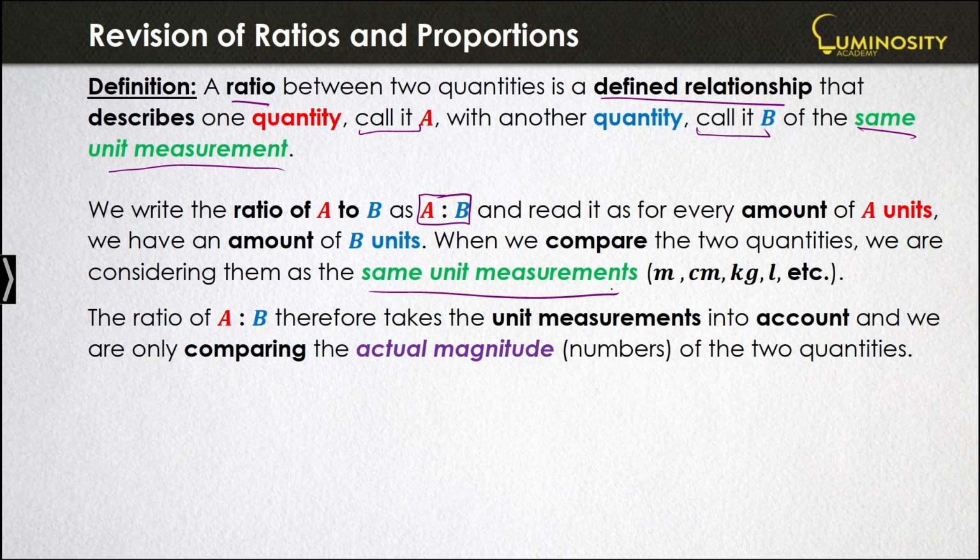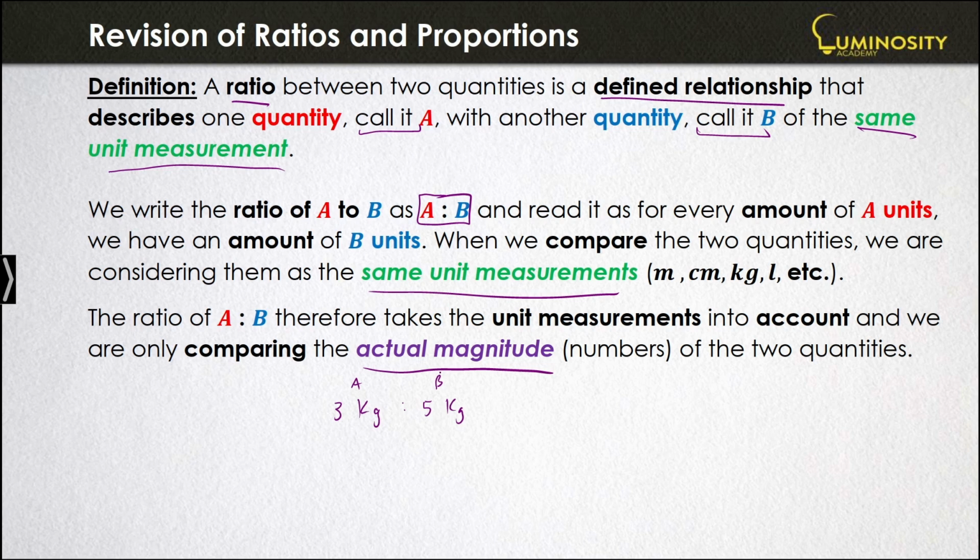So why do we need to do this? Because if we consider the same unit measurement, we take that into account, then we are only comparing the actual magnitude, or the numbers, of the two quantities. So for example, if you have 3 kgs of a certain food A, could be rice or whatever, you need 5 kgs of another food item, maybe flour or something, right? So that might be in a certain recipe.